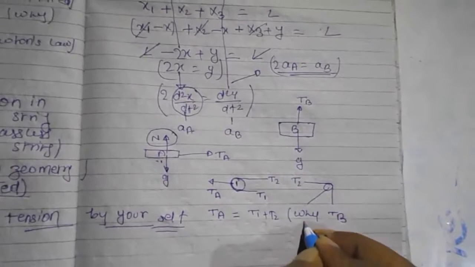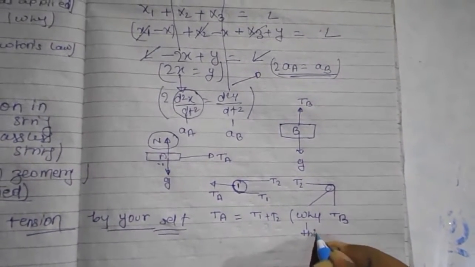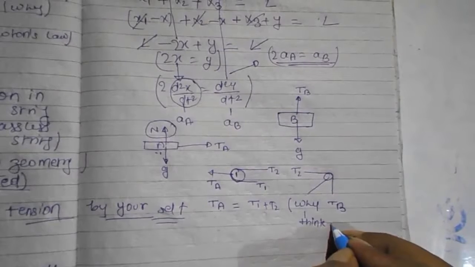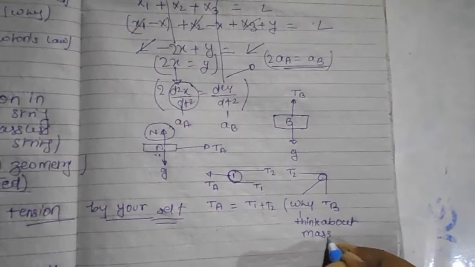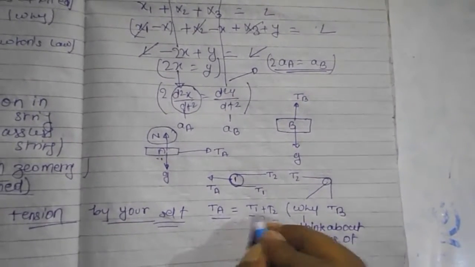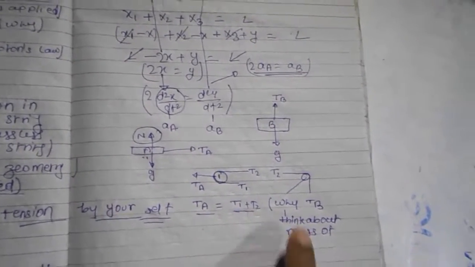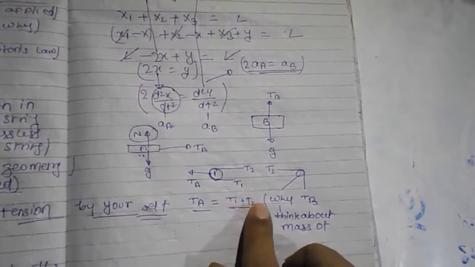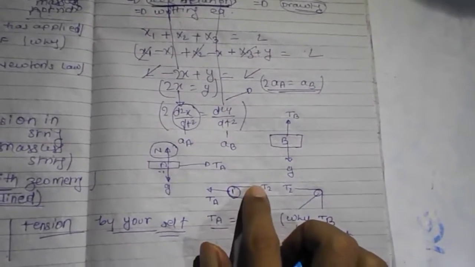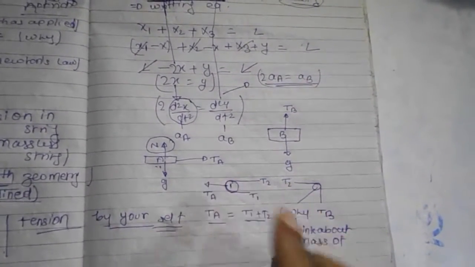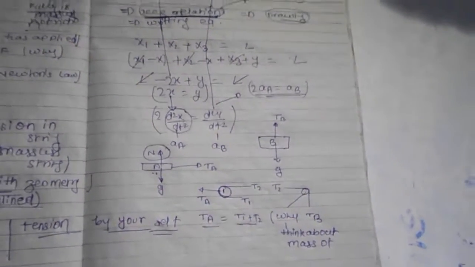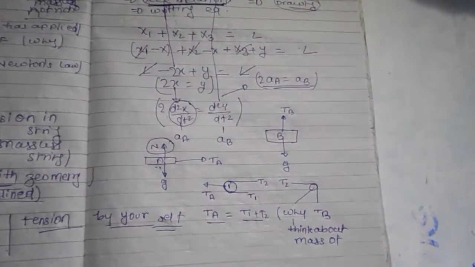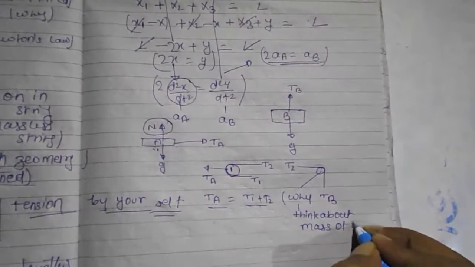Why? Hint: think about the mass of the pulley. Yeah, this is a nice question. If TA is equal to T1 plus T2, then why is T1 equal to TA plus T2? This pulley has acceleration. But TA is equal to T1 plus T2. The question is why? Think about the mass of the pulley.